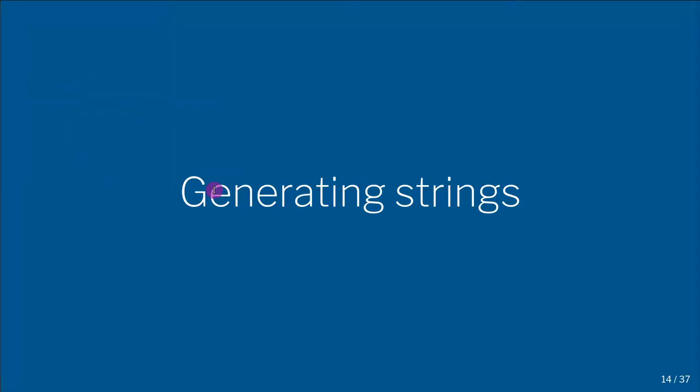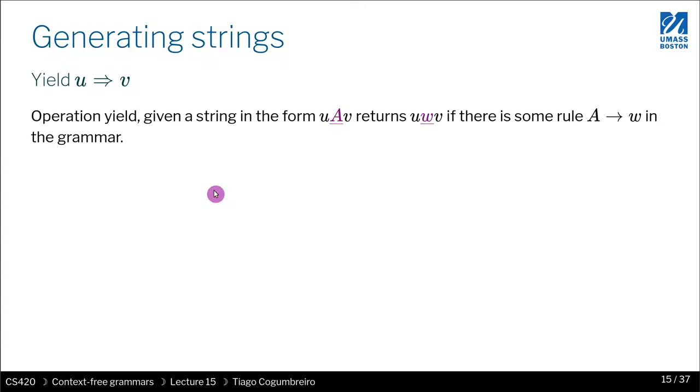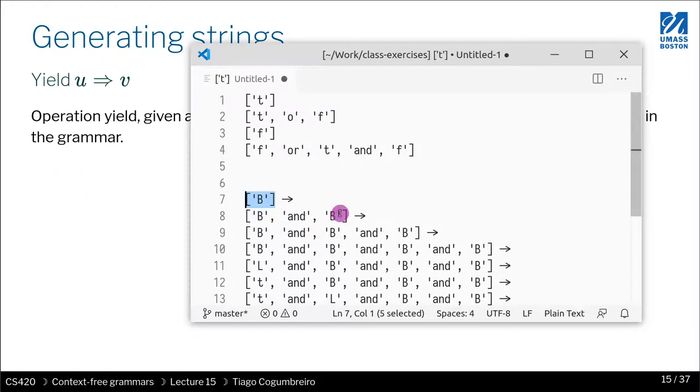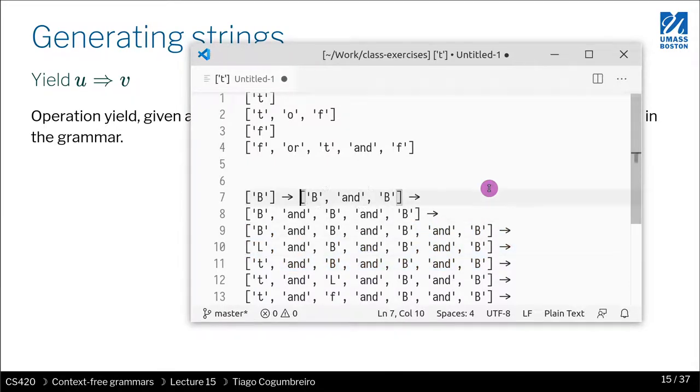Next, let's try to be a bit more precise in this notion of generating strings, which is the equivalent of accepting a string. We say that U yields V, where U and V are strings that may contain terminals or variables. So I'm saying that B yields B and B, and then that B and B yields this, and then this string yields that string. So it's always pairs. You have this, and then you have this, and so on. Hope that's clear.